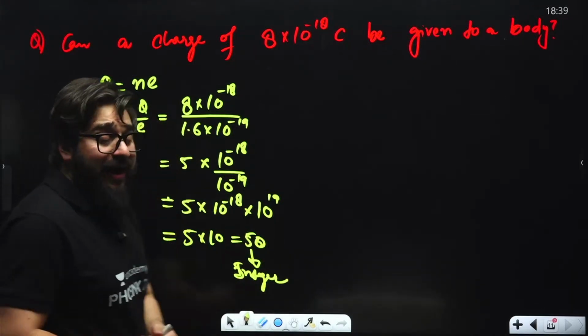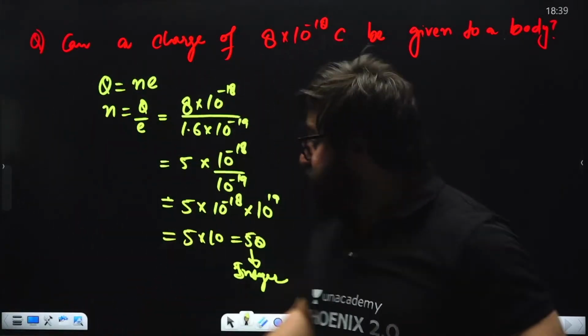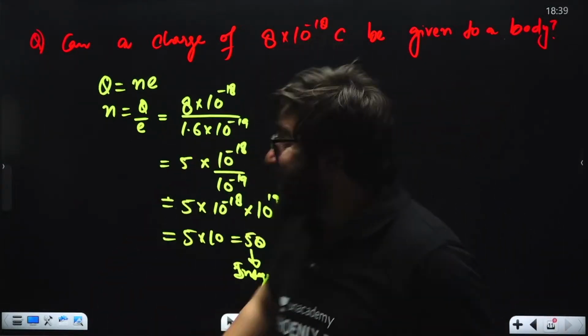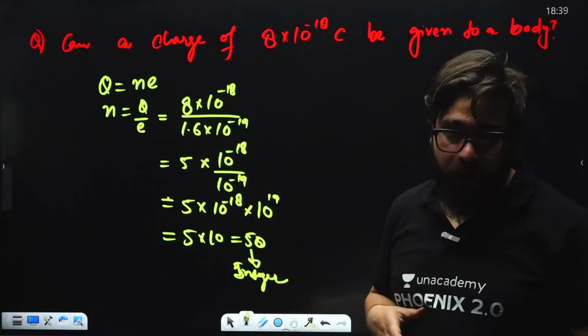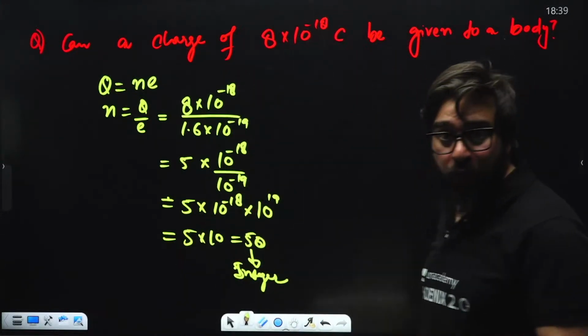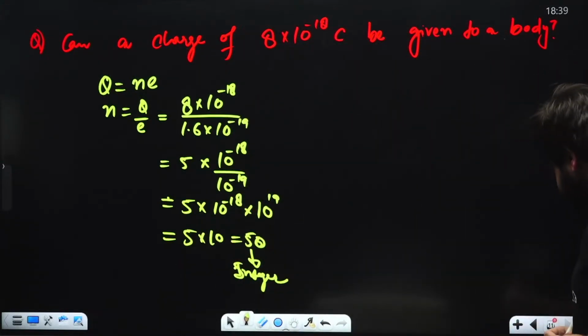So if the value of n comes out to be an integer, it means yes, this amount of charge can be given to a body. This amount of charge exists in the world. Okay.